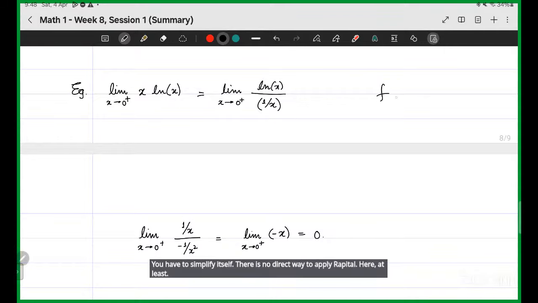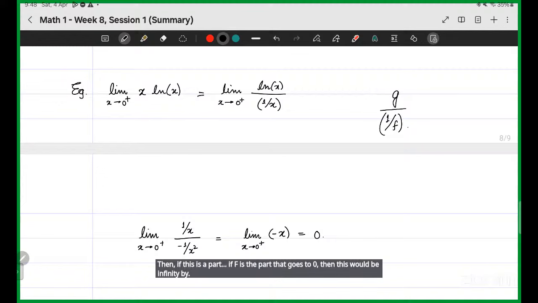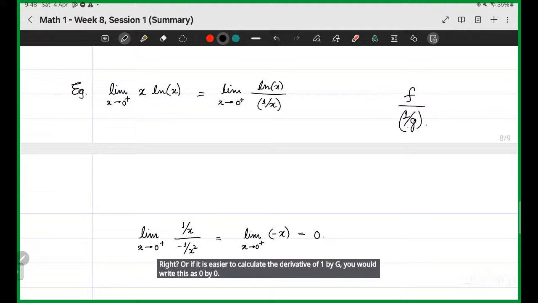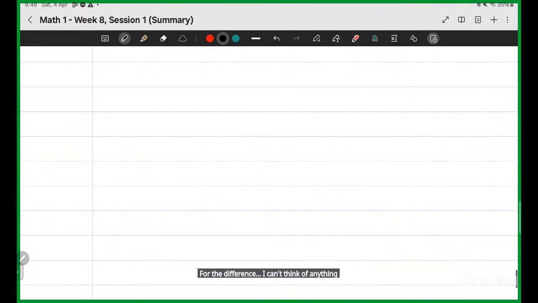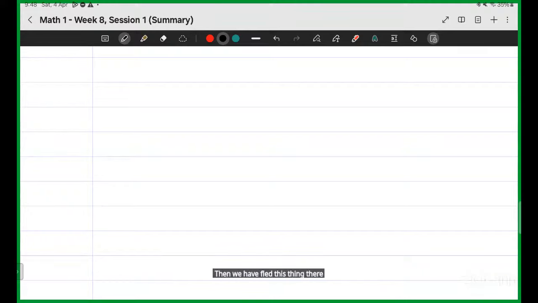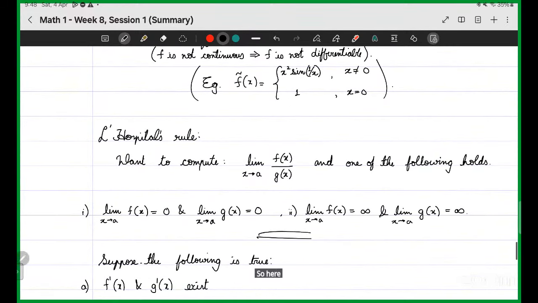Oh, here at least I can say that if it is 0 times infinity, and f is the part that goes to 0, then this would be infinity by infinity, right? Yes, sir. Or if it is easier to calculate the derivative of 1 by g, you would write this as 0 by 0. For the difference, I can't think of anything immediately that would work every time. Can we apply L'Hopital's rule there? If you can bring it to a 0 by 0 or infinity by infinity form, then yes. As it is, it says only if it is 0 by 0 or infinity by infinity form.